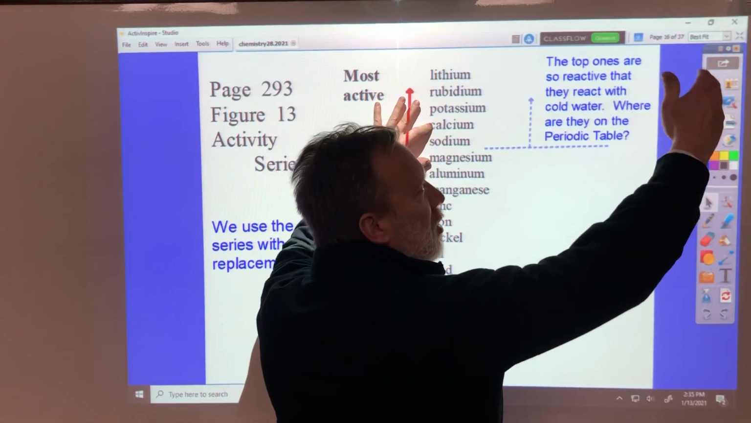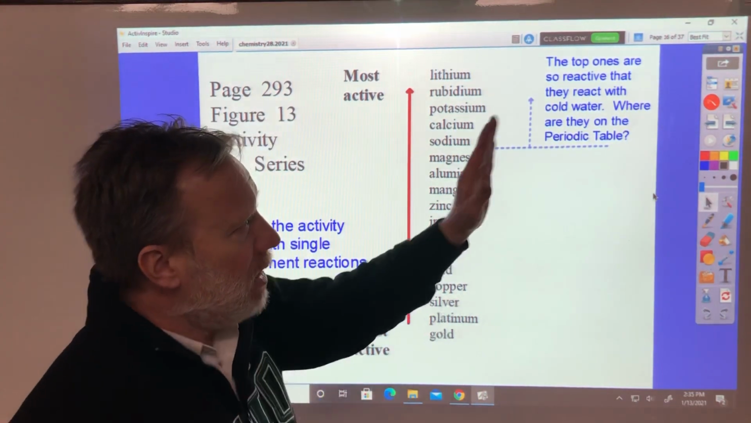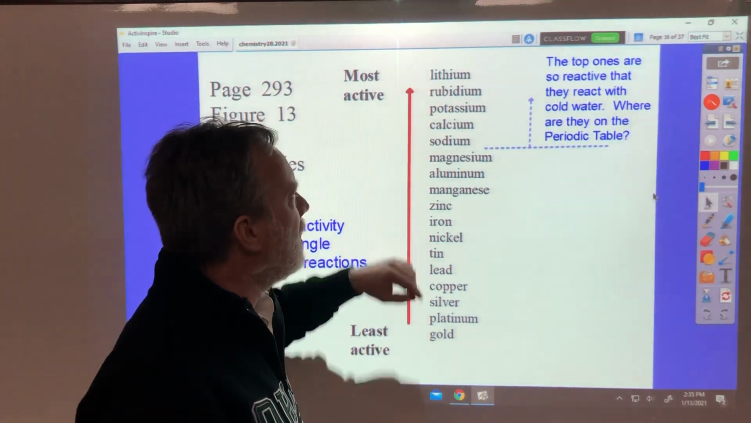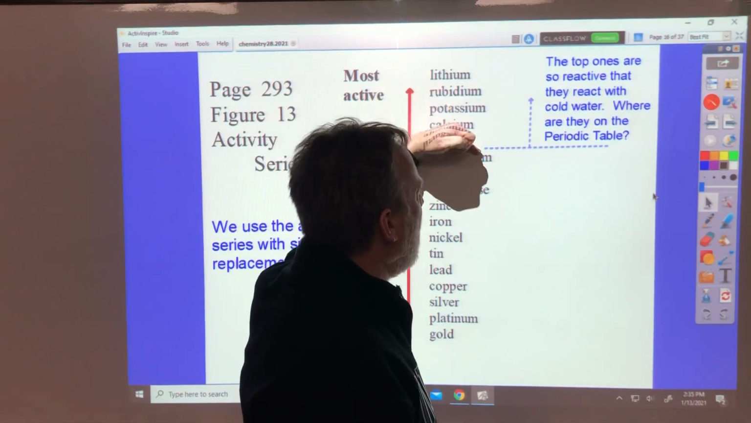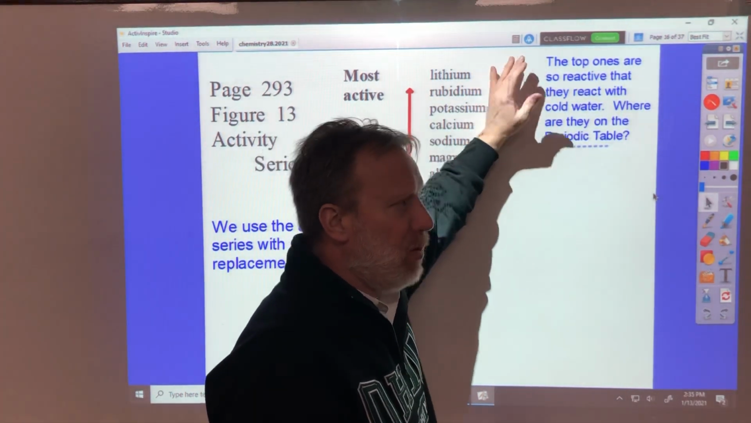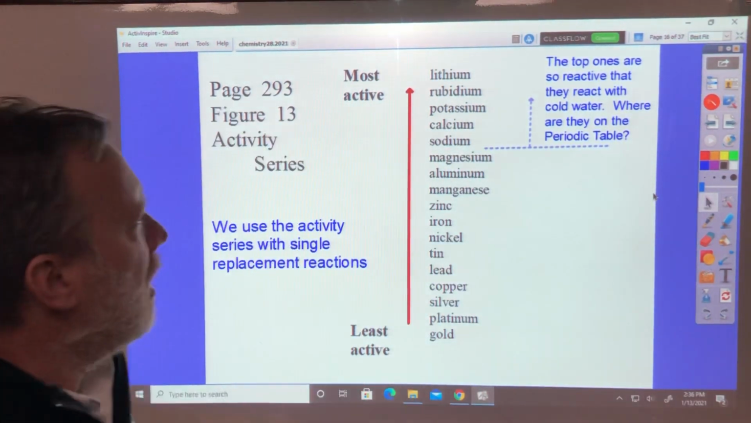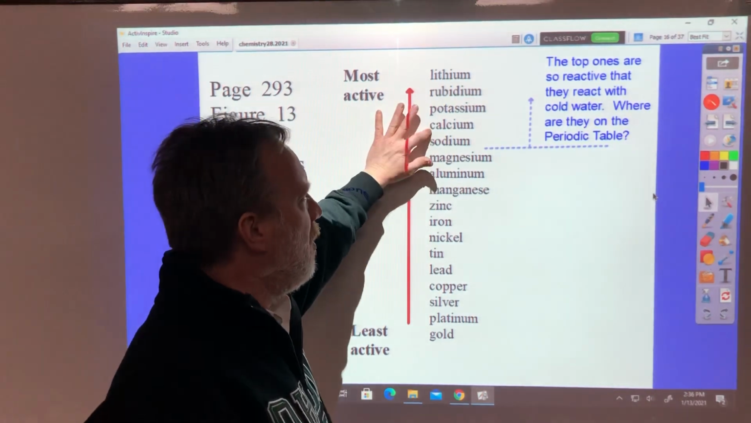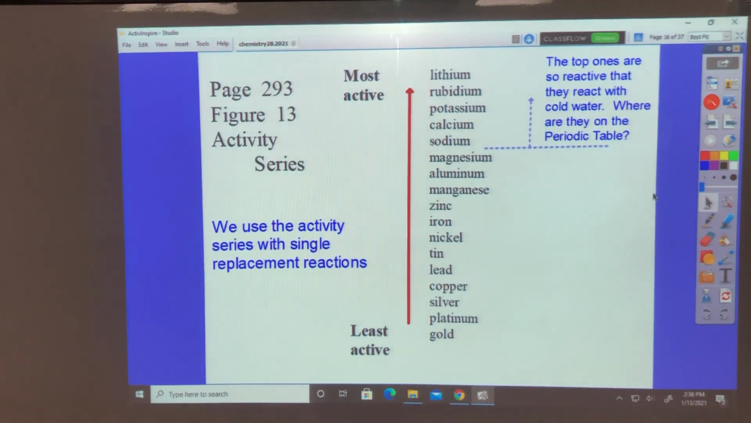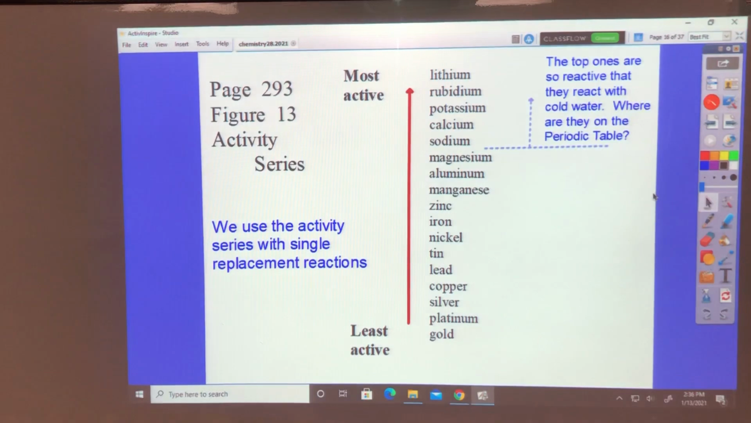And then as you go to the right, you're going farther down the table pretty much. You get to the center of the periodic table, gold is the least reactive. Now my point is this, these top 4 or 5 are so reactive, they will explode when you throw them in cold water. Okay, calcium won't explode when you throw it in cold water, but it will react. The other 4 will cause an explosion. Okay, as you go down the periodic table, they get less and less reactive.